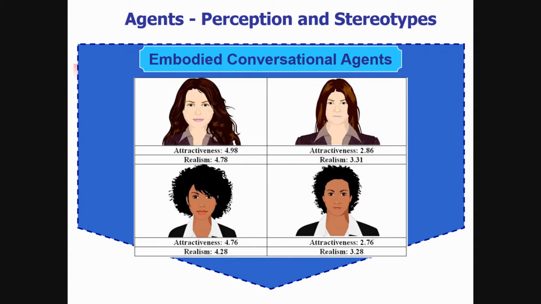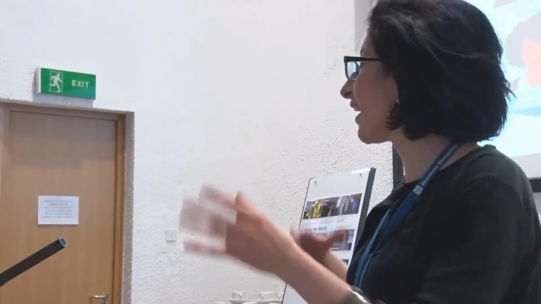I have attractive and unattractive characters here. So what I was looking at: do we have what's called the attractiveness stereotype? Does that exist amongst humans? Well, it does exist amongst humans, but does it exist when we interact with these characters? And my studies found, yes, we do. We tend to attribute more positive personality traits to attractive characters than unattractive. And we tend to do this also within the social norms when we interact with other humans.